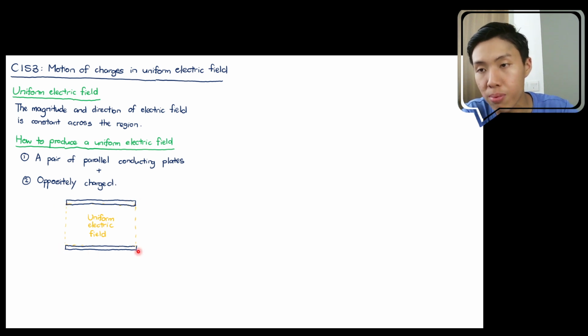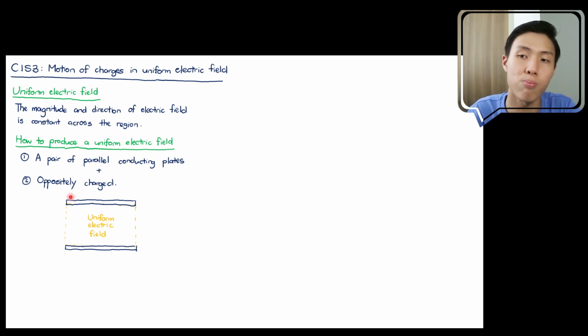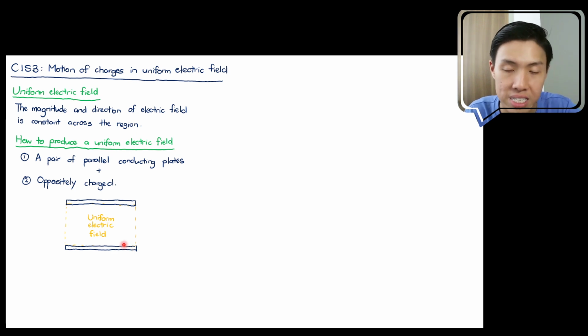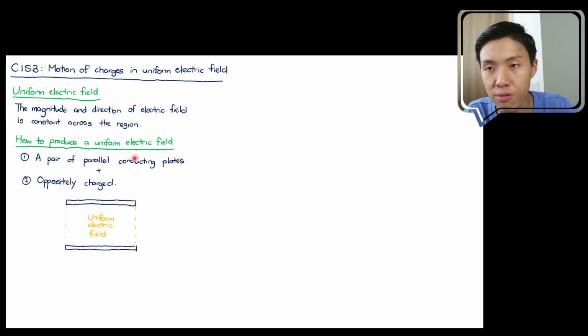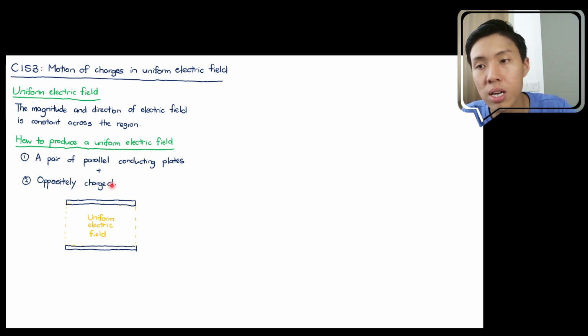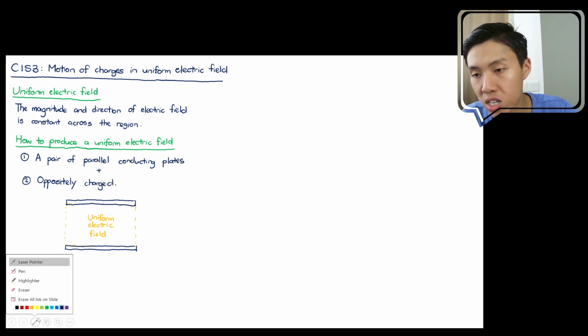So they are now in parallel arrangement and they are sandwiching this region over here. Inside this region, you'll be able to see a uniform electric field produced by these two plates. But these two plates have to follow the second requirement as well, which means that they should be oppositely charged.